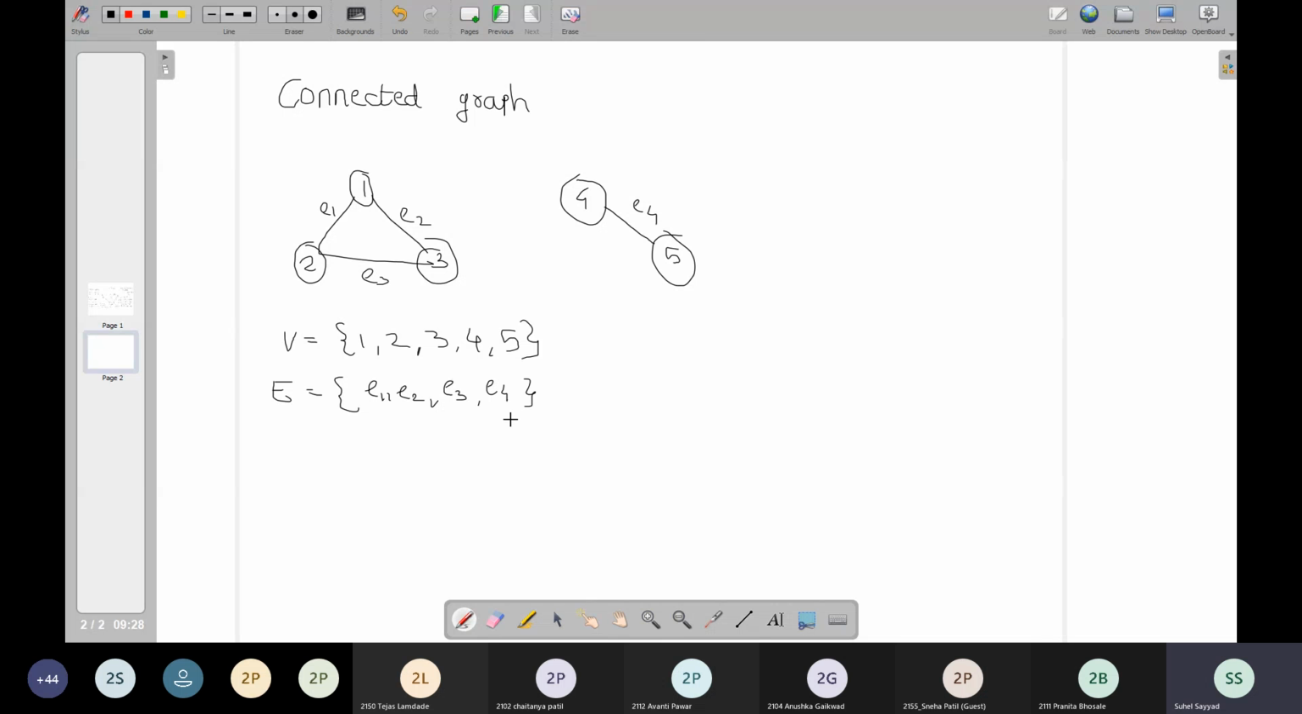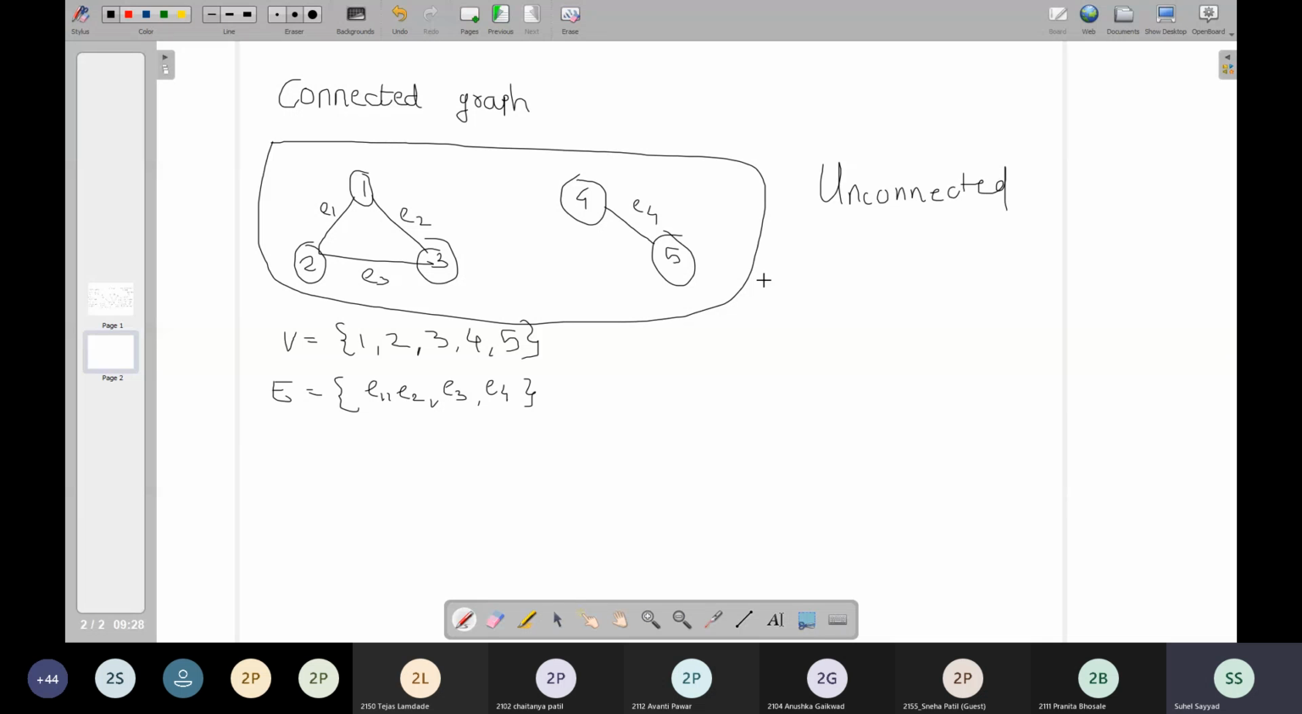So if we observe over here, this entire thing is a single graph. But this is an unconnected graph. Why unconnected? Because there is some disconnection between this part of my graph and this part of my graph, right? So I can term this as a single graph. I may also call this two different graphs, okay?